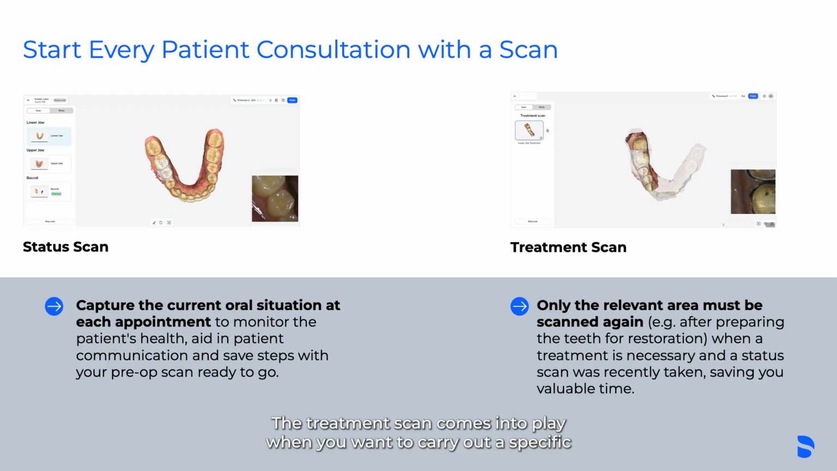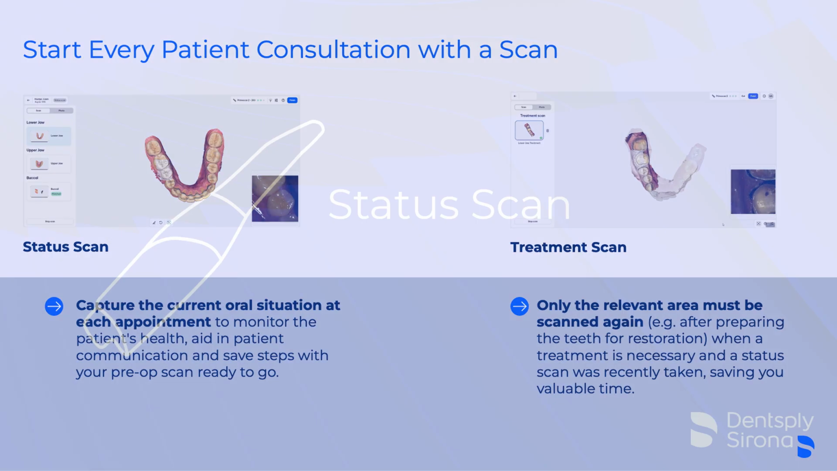The treatment scan comes into play when you want to carry out a specific treatment, such as placing a new restoration. If a status scan exists, you can use it as a basis. In a restorative case, for example, you only need to rescan the relevant area of the preparation, which allows you to skip the initial bite registration and save time and discomfort for you and the patient.